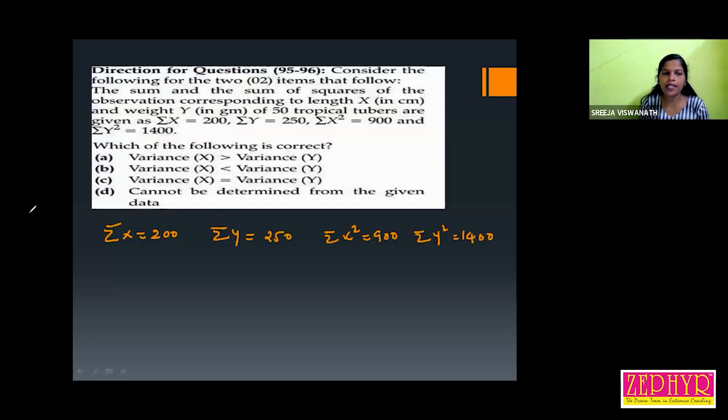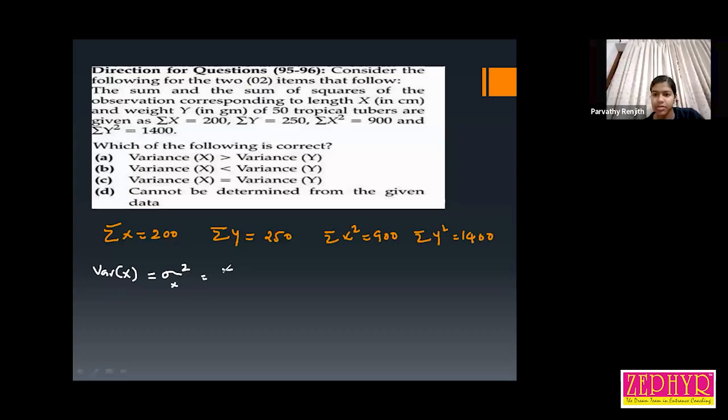What is the formula for finding the variance of a distribution? Variance, sigma square. Variance of x, sigma square. How to find the variance? Sigma square equals sigma (xi minus x bar) whole square by n.